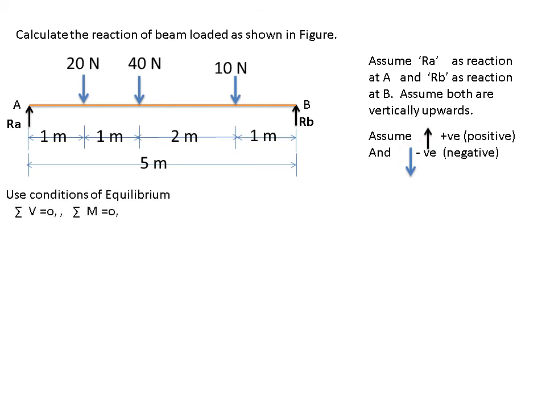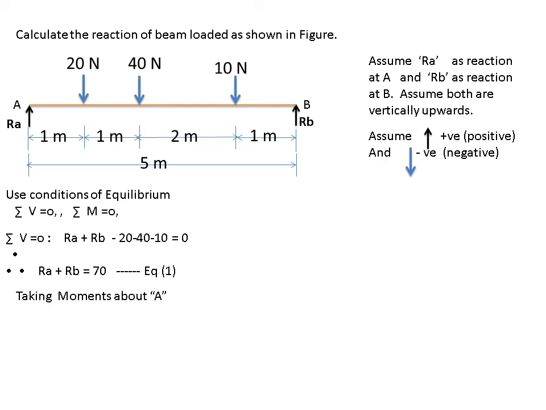Here you have got two conditions of equilibrium: summation of vertical forces must be 0 and summation of moment must be 0. So I am taking RA plus RB vertically up, therefore both are plus, but all others are going down. So minus 20 minus 40 minus 10 is equal to 0. So summation V is equal to 0. From this you get RA plus RB is equal to 40 plus 30, that is 70. So it is 70 newtons. Now taking moment about A.